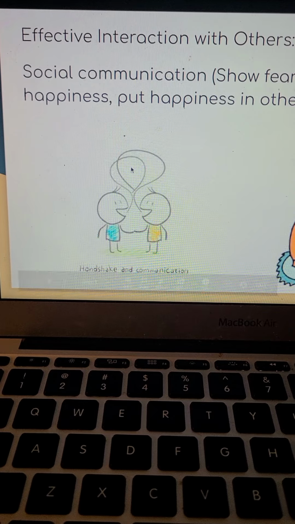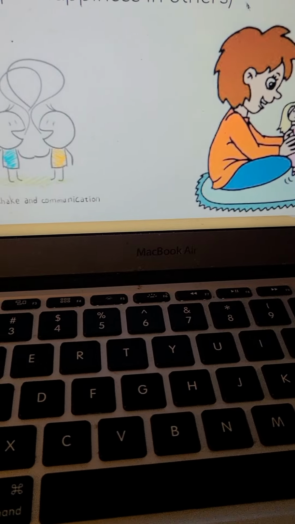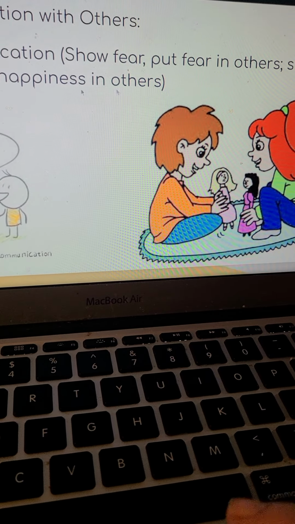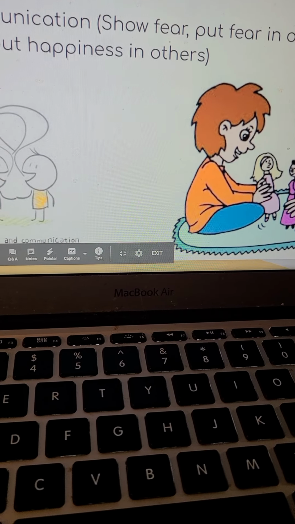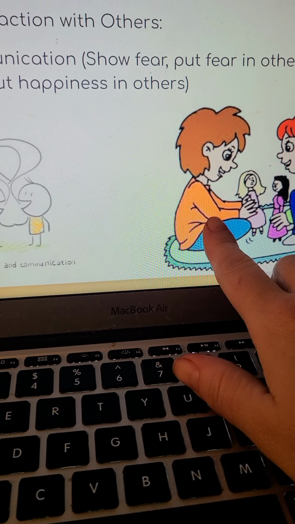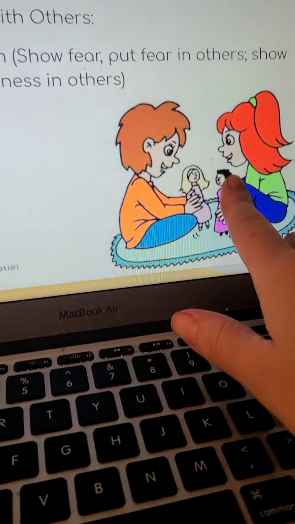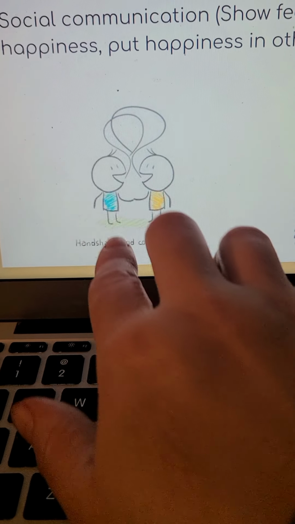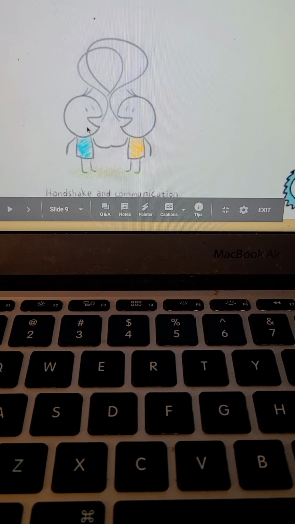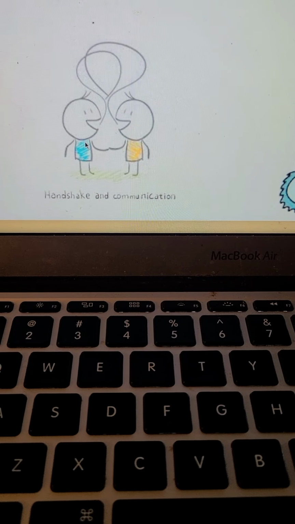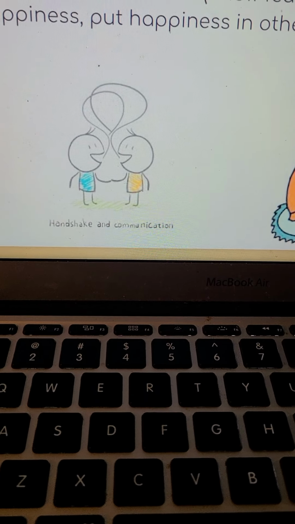Okay, why do we use emotions? That's just to interact with others. So I'm using these pictures to help the students. For example, two girls just playing with dolls, she's showing happiness, so the other girl is showing happiness as well. And this picture is very related too, because they are communicating with each other. And they both seem happy. Again, lots of pictures to help the students understand.